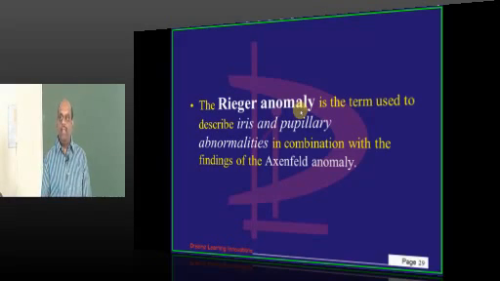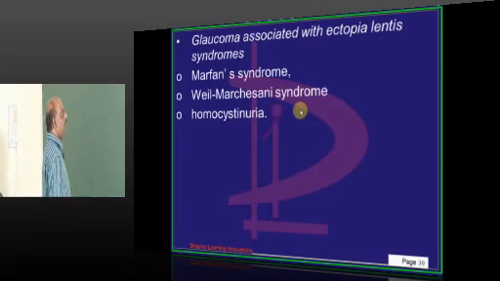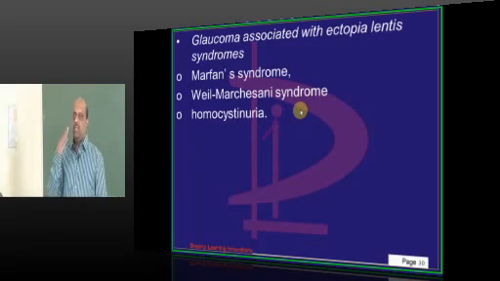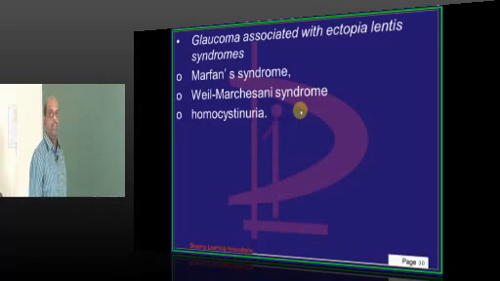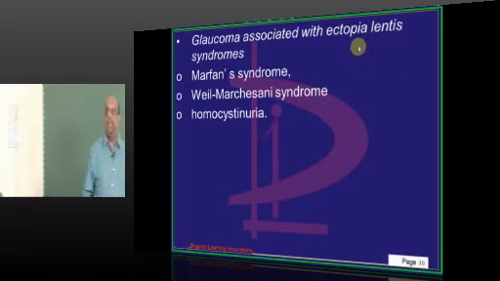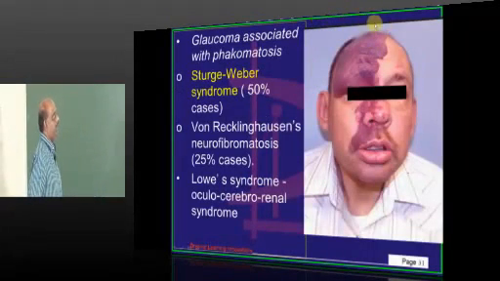Otherwise, the most important topic is congenital glaucoma. That you already understood thoroughly, and you understood the critical points. There can be a few glaucomas because of ectopia lentis, because of displacement of the lens. What are they? Marfan syndrome, Weill-Marchesani syndrome, and homocystinuria. There is glaucoma along with lenticular dislocation.